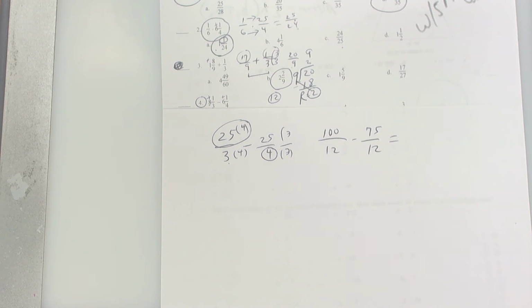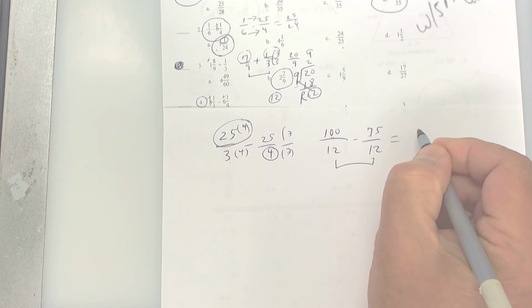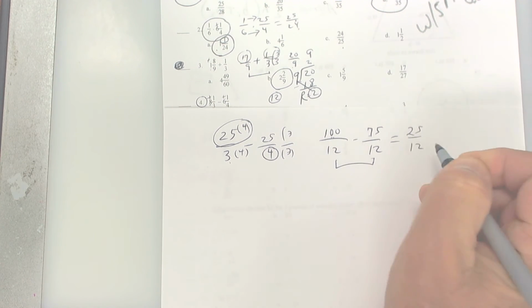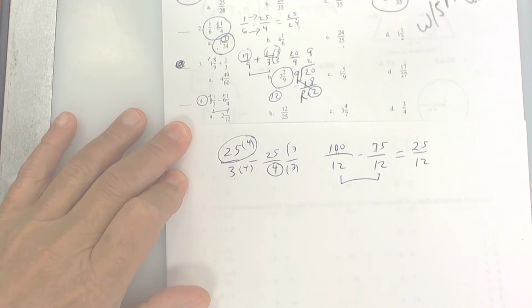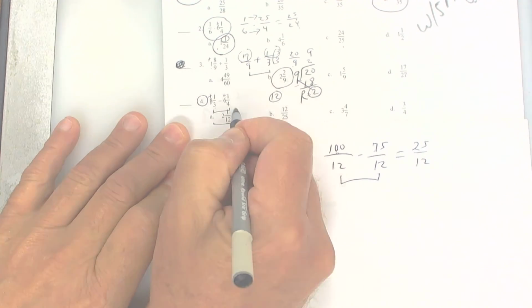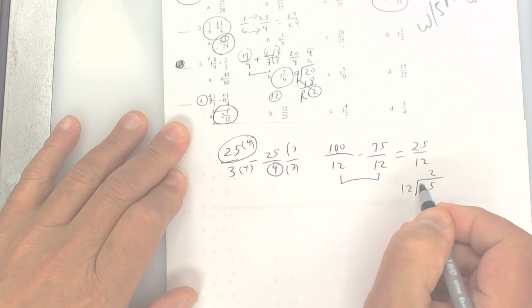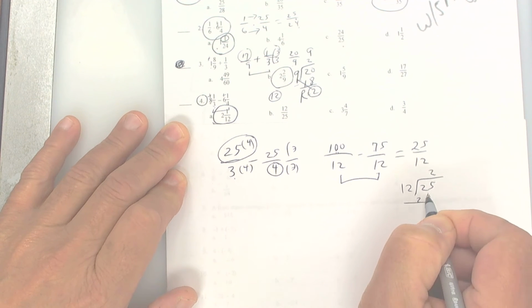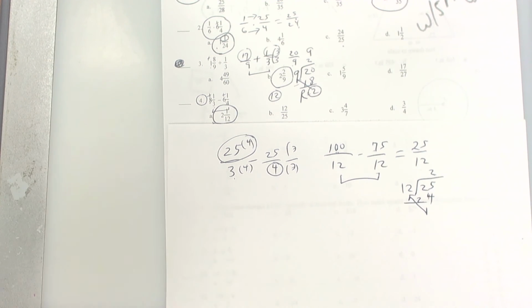So when you subtract now, because you got the same denominator, you subtract the top number, so that gives you 25 over 12. Well, let me see if that's there. It's not, but it's this one right here, because 12 goes into 25 2 times with 1 left over. So you put your remainder over your divisor. Any questions on number 4?